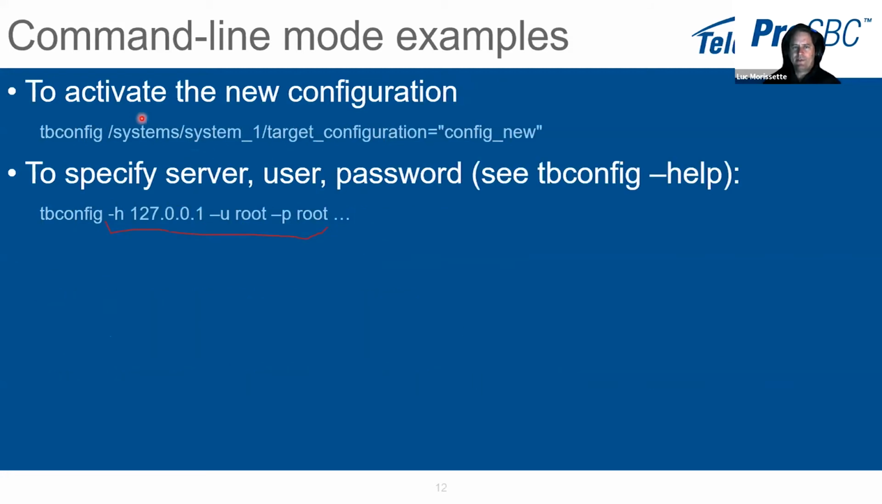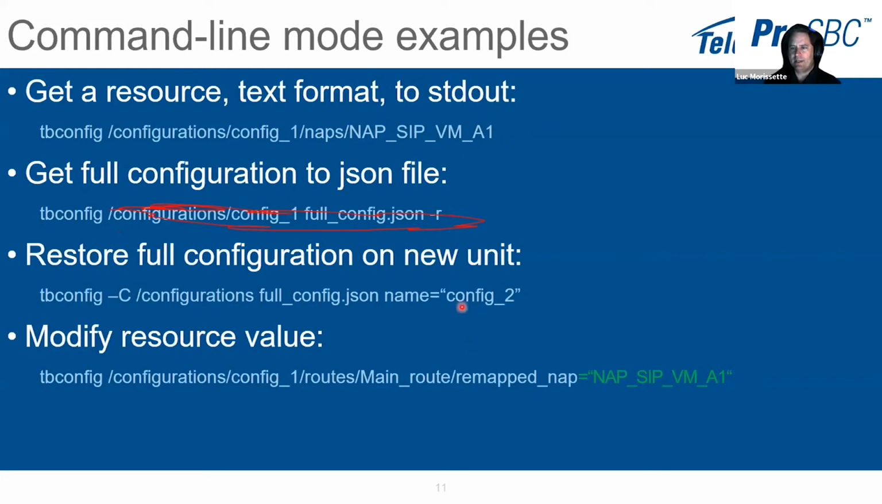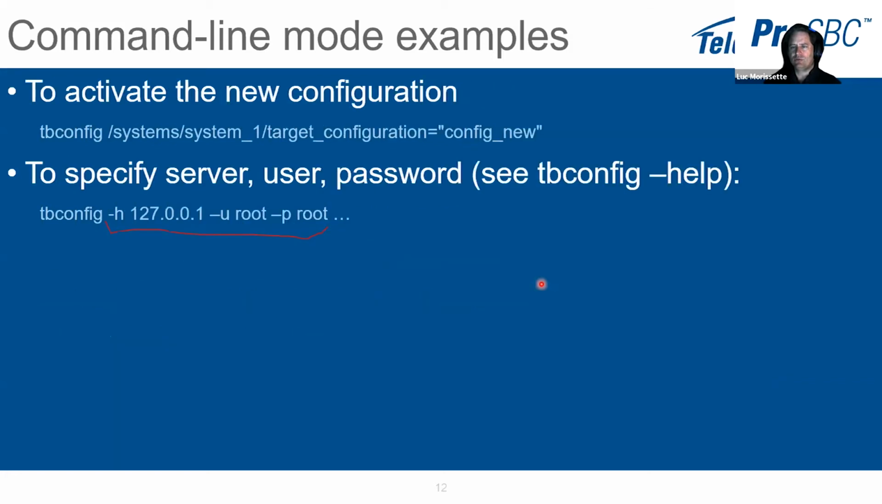Once you have done this, you can activate the new configuration. So for example, here we said the new configuration is config2. So you can say target configuration equals config2. If you need to access a system which is not the default root and the host 127, then you need to specify those. Okay. The resources.